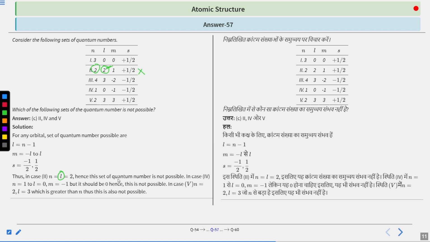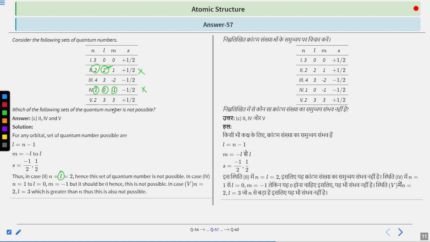Second, for the fourth one, the n value is 1. What l values are possible? Only 0 for the first shell. Now what are the possible values of m? If l is 0, that is your s orbital. The s orbital has only one ml value, which is 0, because it goes from minus l to plus l, and since l is 0, only 0 is possible, but here it is written minus 1. Notice.